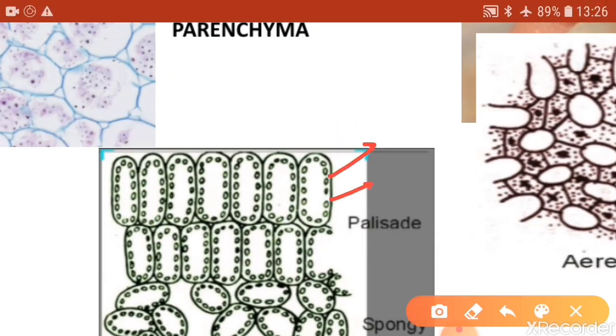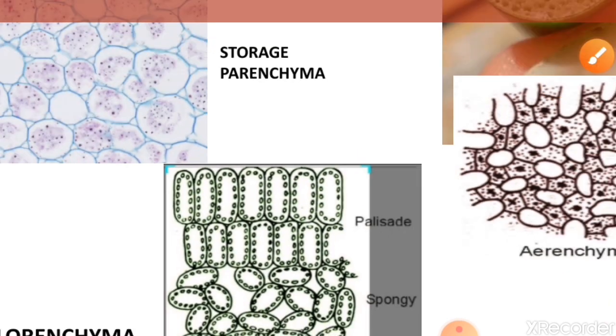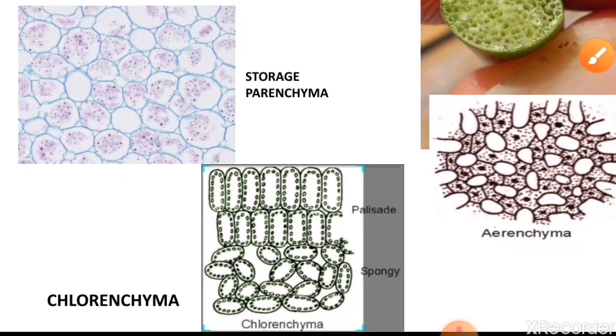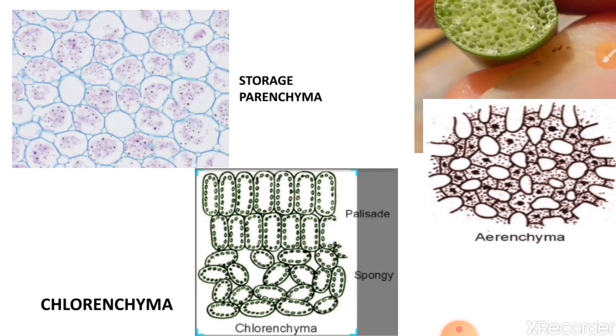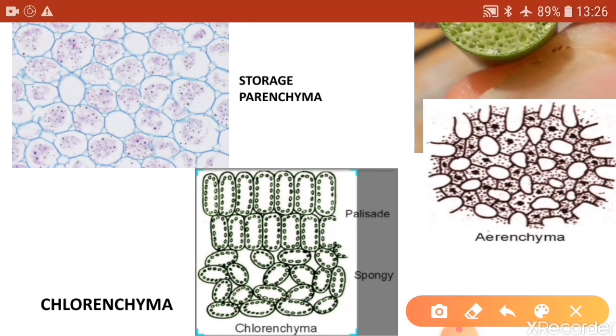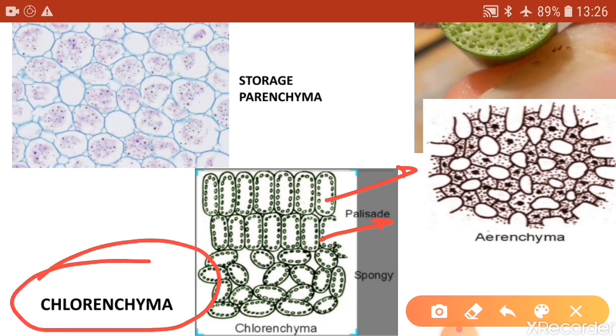The green dots that you see in the cells are the chloroplasts, and as you learned in your first chapter, chloroplast is the organelle which is the site of photosynthesis. So such parenchymatous tissue which contains chloroplast is called chlorenchyma. Chlorenchyma's main function is that it is a site of photosynthesis.